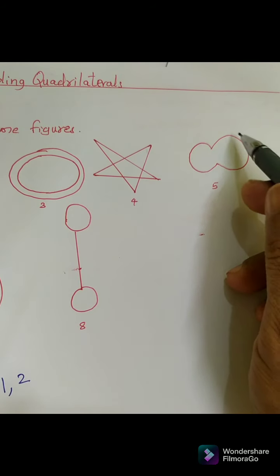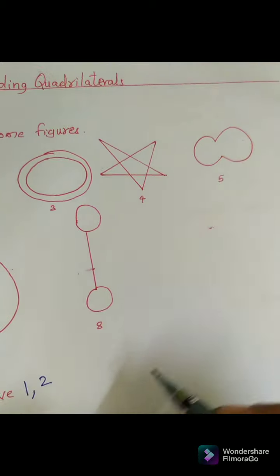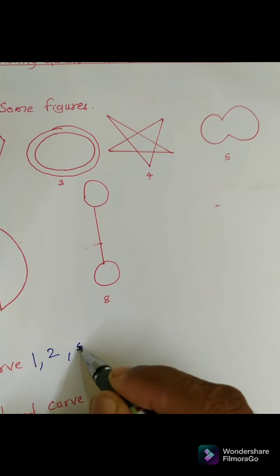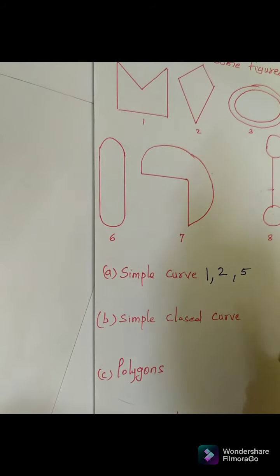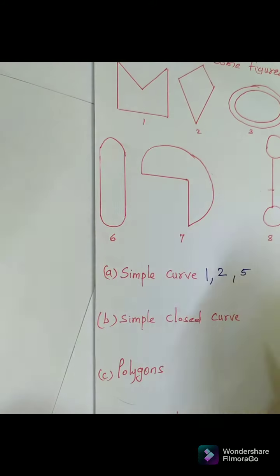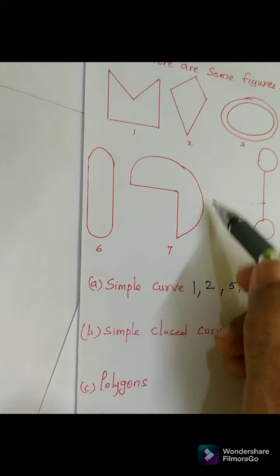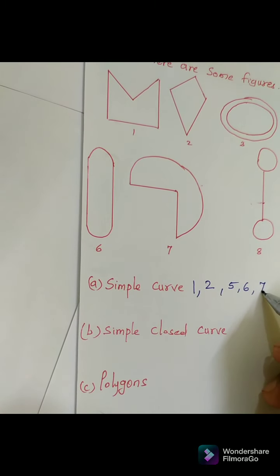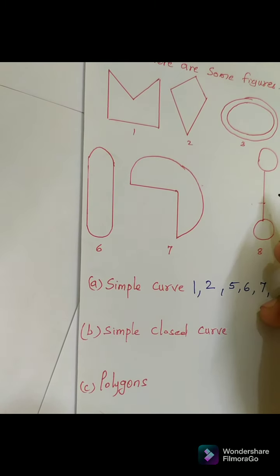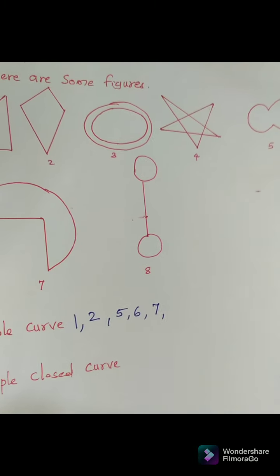See, you can see the figure. It is coming like this, like this. So 1, 2, 5. You can see the sixth figure. You can start like this. You can go like this. So 6 number. What about the seventh one? Okay. Seventh one. What about the eighth one? You can see it is not possible.